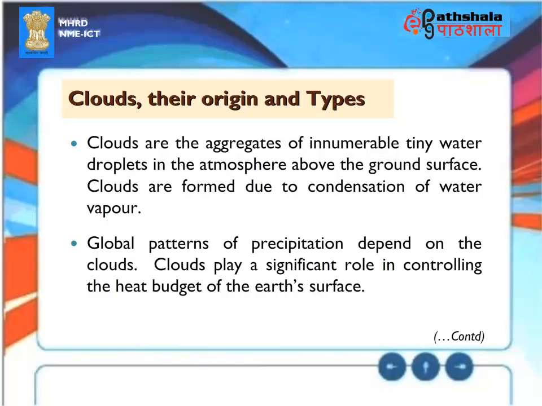Clouds, their origin and types. Clouds are the aggregates of innumerable tiny water droplets in the atmosphere above the ground surface. Clouds are formed due to condensation of water vapor. Global patterns of precipitation depend on the clouds. Clouds play a significant role in controlling the heat budget of the Earth's surface.